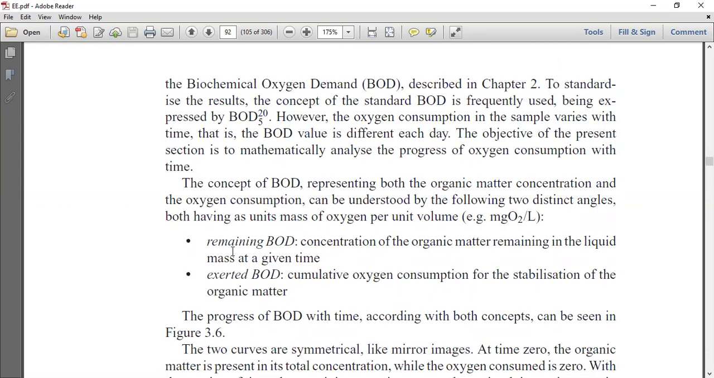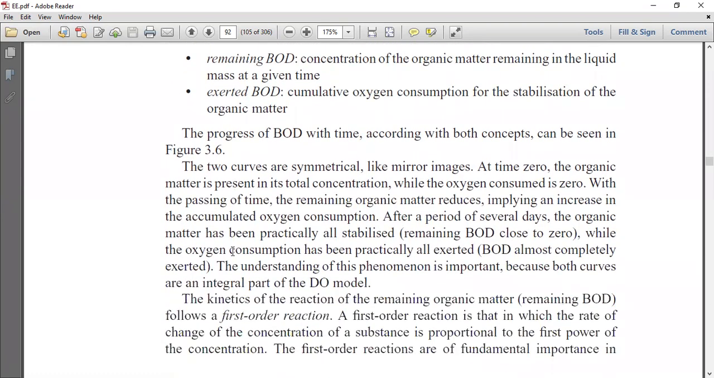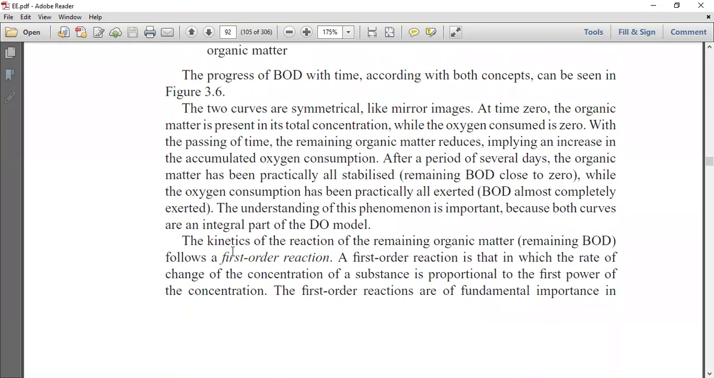Exerted BOD, cumulative oxygen consumption for the stabilization of the organic matter. The two curves are systematically like a mirror image. At time zero, the organic matter is present in its total concentration while the oxygen consumed is zero. With the passing of time, the remaining organic matter reduces, implying an increase in the accumulated oxygen consumption.